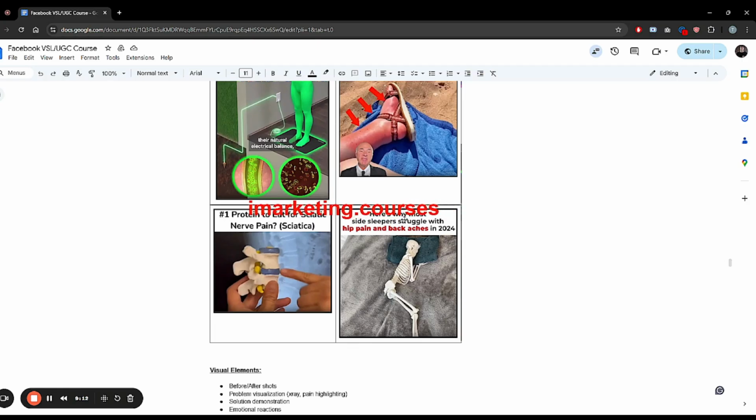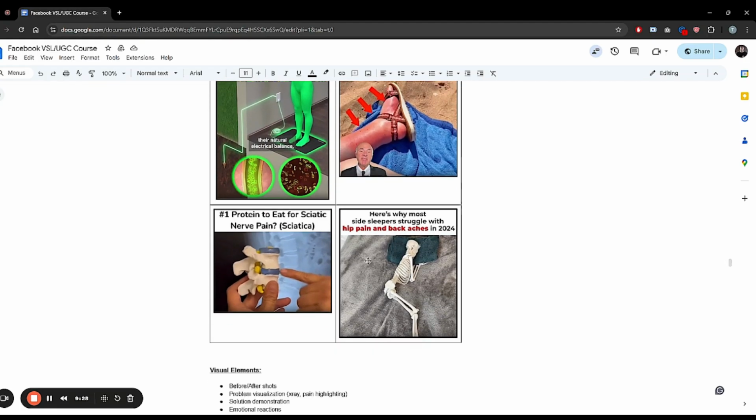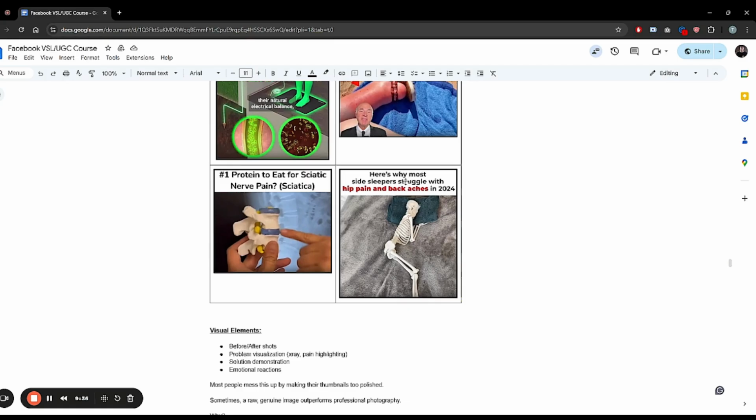And another example, here's why most side sleepers struggle with hip and back pain aches in 2024. So this is an image that grabs the attention. Plus, the format is kind of the same here, in the style of memes, where you would have a regular image and the text here. So it's something they're used to reading, but this time it's something about their pain point, so they're more likely to click and watch the video.